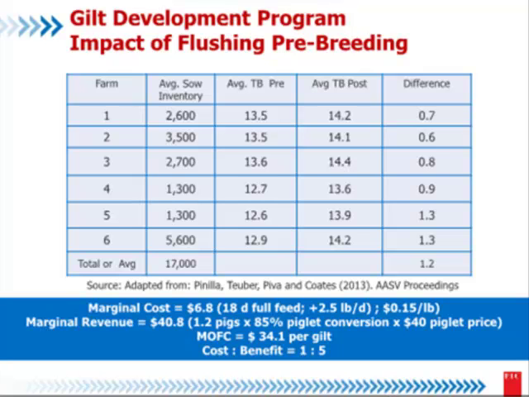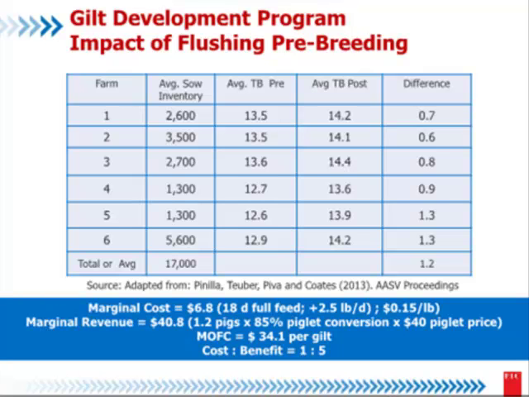A study looking at some of the work around flushing gilts pre-breeding is represented on this slide that was originally presented by some of the PIC group at ASV last year. What this slide attempts to look at is several sow farms that were not maximizing intake of the gilts in that time period leading up to breeding in the sow farm.